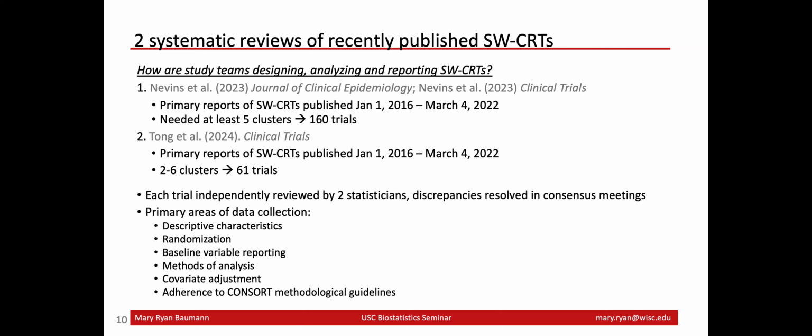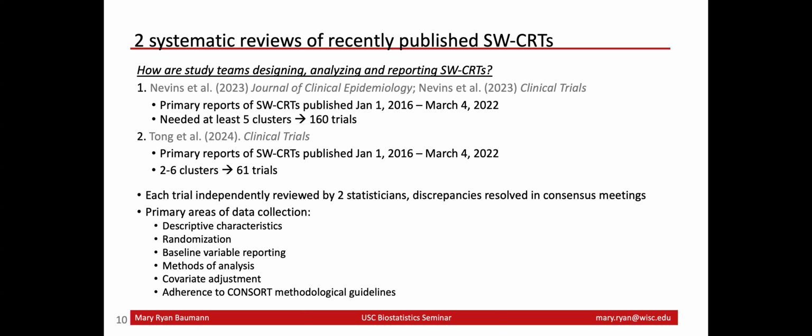And we wanted to focus on what we considered to be trials that were, quote unquote, big enough. So our inclusion criteria was they needed to have at least 5 clusters to be considered as part of this review, which gave us about 160 trials to work with and extract data from.